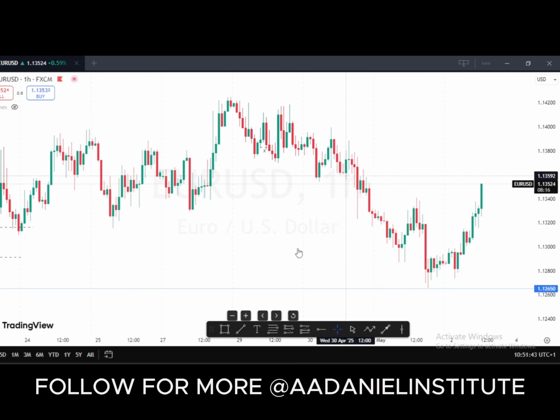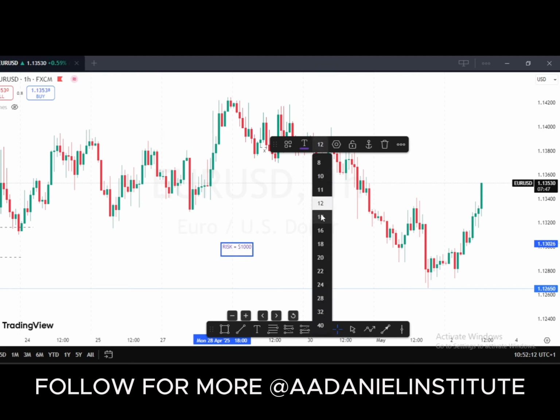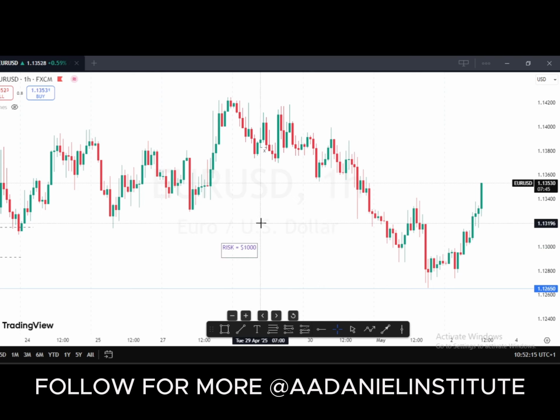So let me start off with this. Let's say you want to risk a total of $1,000. First and foremost, you need to know the pip value of your assets. Most times people don't know that each pair has its own pip value. Yes, each pair has its own pip value.